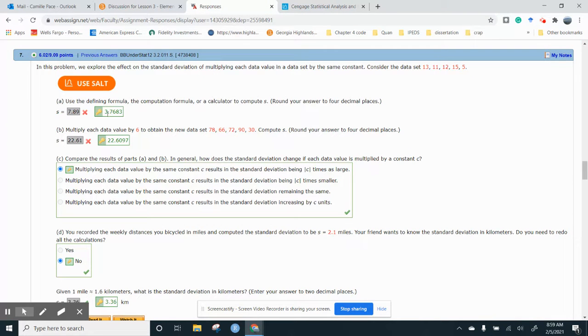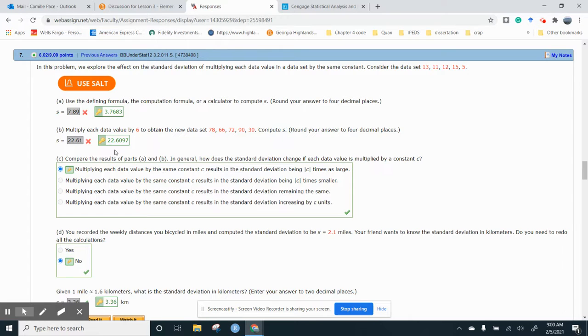So there again, if I multiply, I'm going to do it on my calculator. I'm going to my calculator. So if I do 3.7683 times 6, I get this value right here. So what does that mean again? Okay. If I multiply all my data points by the same value, that means my standard deviation is going to increase by that much. So like I multiplied by 6, my standard deviation increased by a factor of 6.